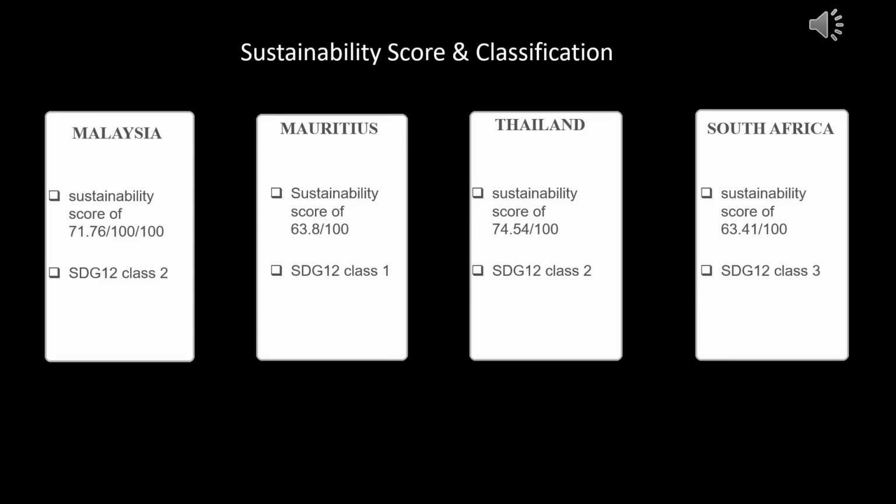We can further say that the waste generation per capita is directly proportional to the carbon footprint, or the amount of greenhouse gas produced. Based on our results, we found that Mauritius has the least Sustainable Development Goal 12 indicator and is classified as 1, followed by Malaysia being class 2 and Thailand class 2 as well, and the highest of all, South Africa, being classified as 3.